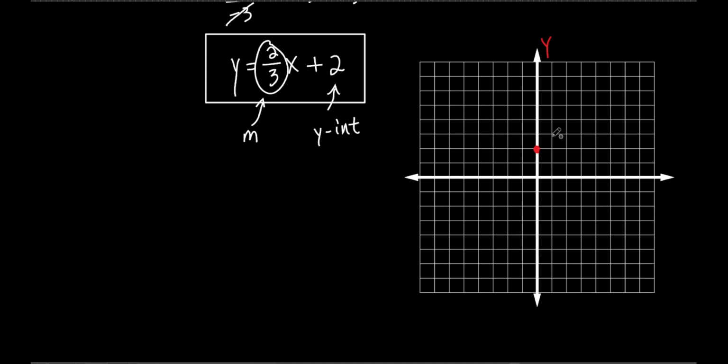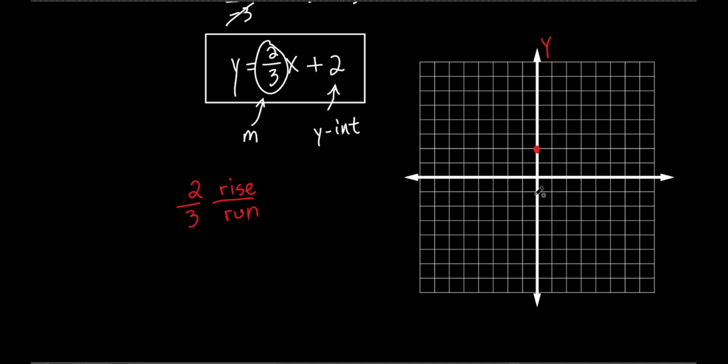Everybody with me? Okay. What is this? This 2 over 3. That's the what? The slope. What did we say the slope is? It's the what over what? The rise over the run. That's very, very helpful.